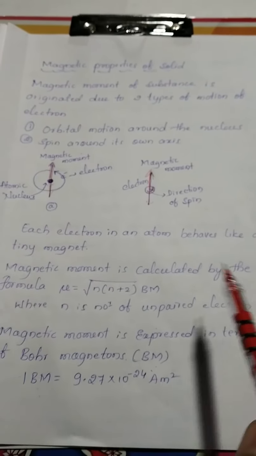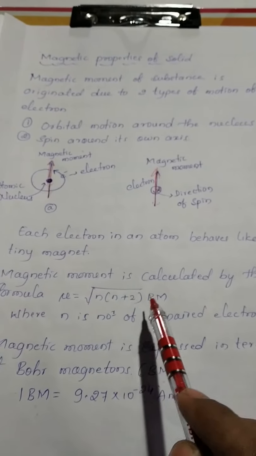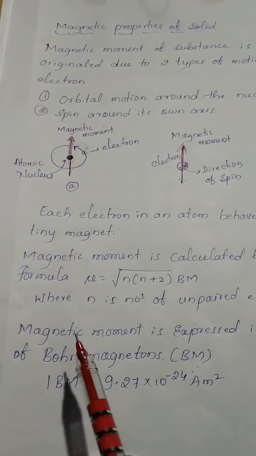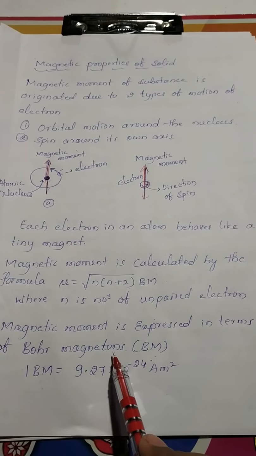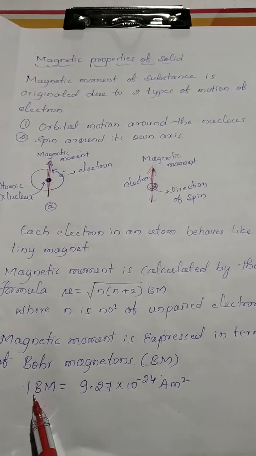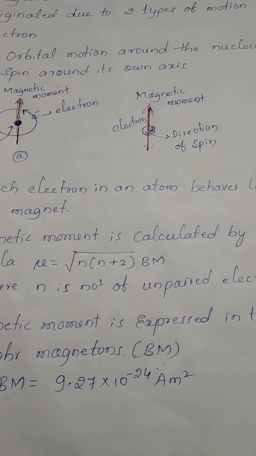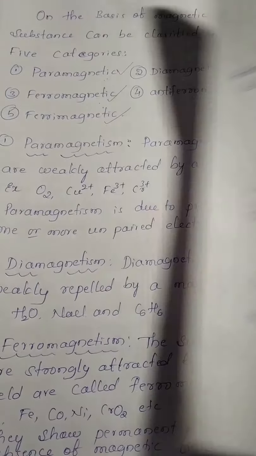Magnetic moment is calculated by the formula mu equal to square root of n into n plus 2 Bohr magneton, where n is the number of unpaired electrons. Magnetic moment is expressed in terms of Bohr magnetons, that is BM. 1 BM or 1 Bohr magneton equal to 9.27 into 10 raised to minus 24 ampere meter square.